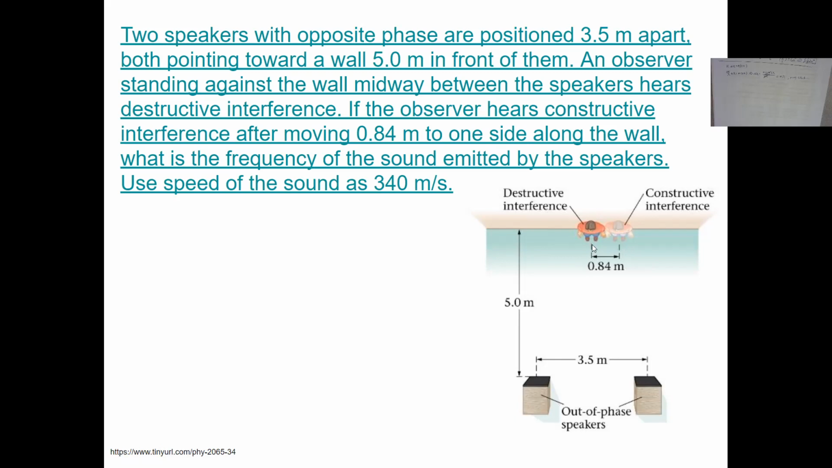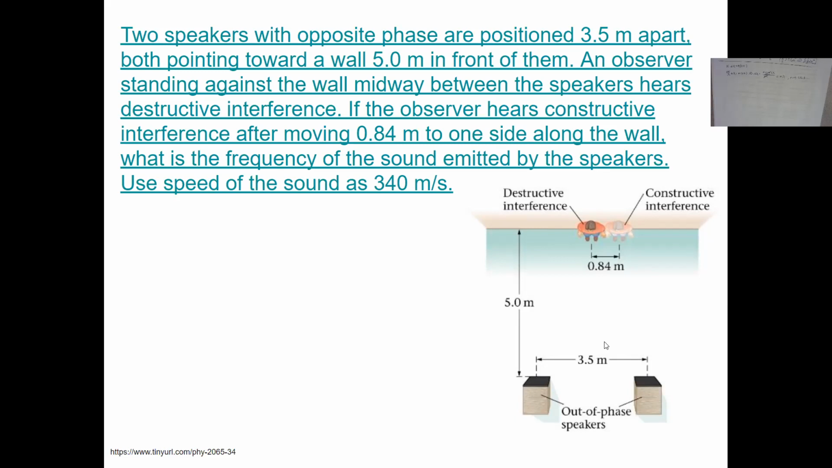Here's destructive interference, right? Because they are out of phase originally. So for destructive interference, the two paths originally are identical, the same path. If, let's say, this is 6 meters, then this one is also 6 meters. I don't know exactly what the number is, but just to give you an example. So he has to move to the side by 0.85 to hear the constructive interference.